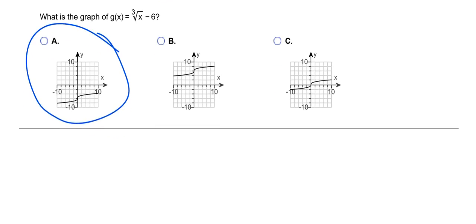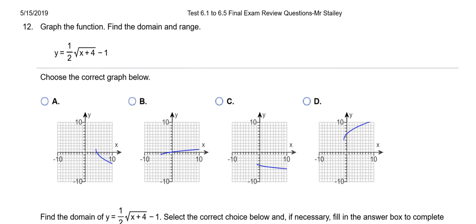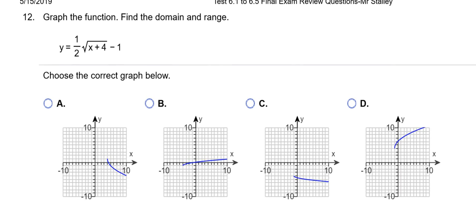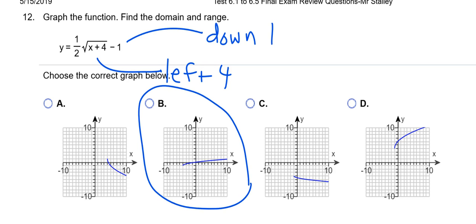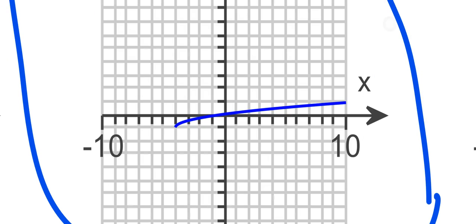Okay, 12. Pick which one it is. It really won't take you long to figure it out. The x plus 4 means what? Left 4. The minus 1 means down 1. Which is the only graph that has that characteristic? Choice B is the only one of the bunch that has been moved left 4 and down 1.